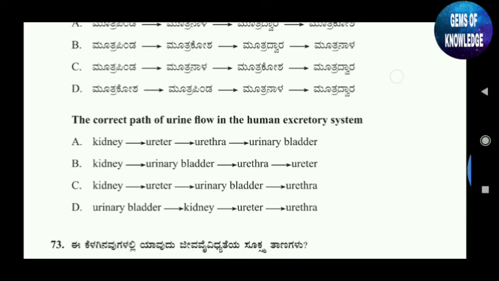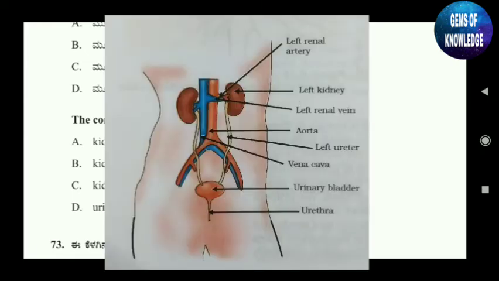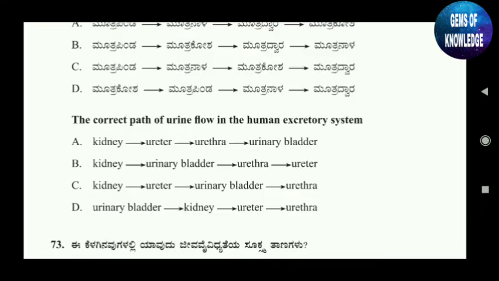Next one, 72. The correct path of urine flow in the human excretory system. You can see a human excretory system on the screen. The correct path of urine flow is: first it comes into the kidney, then the ureter, then the urinary bladder, and at last the urethra. So the correct option here is C.